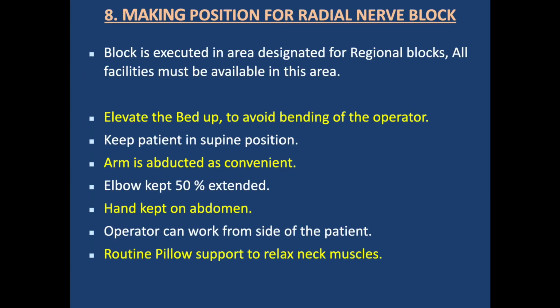Taking position for radial nerve block. This block is executed in an area designated for regional nerve block. All facilities must be available in this area. Elevate the bed up so we avoid bending of the operator. We keep the patient in supine position. The arm is abducted to a convenient position. The elbow is kept around 50% extended. The hand is kept on the abdomen. The operator can work from the side of the patient. Routine pillow support is kept to relax the neck muscles.